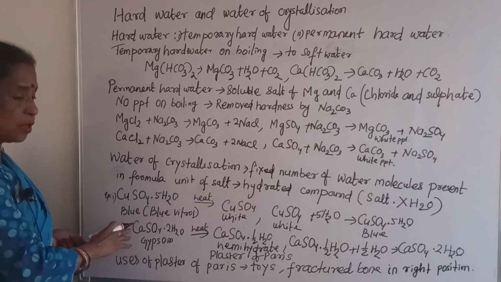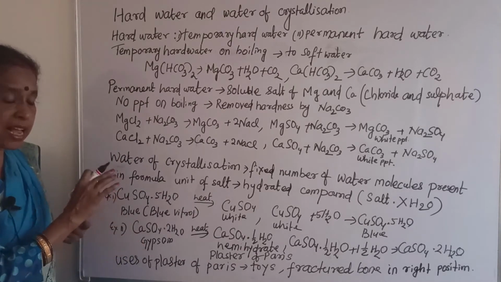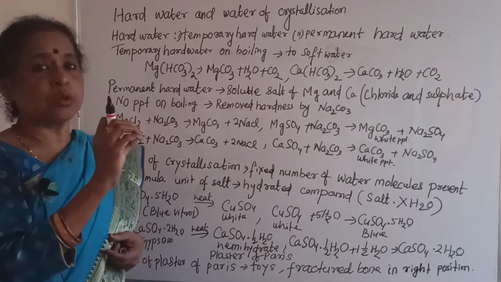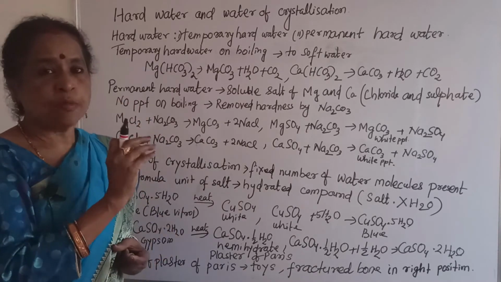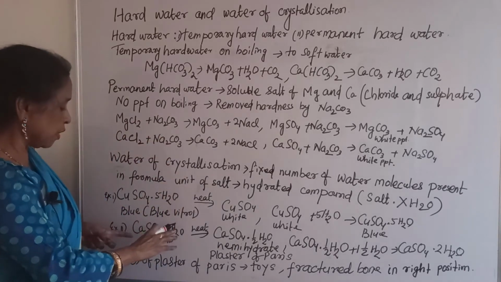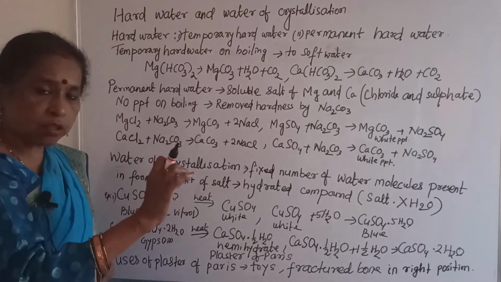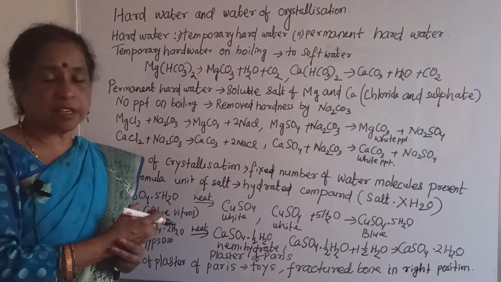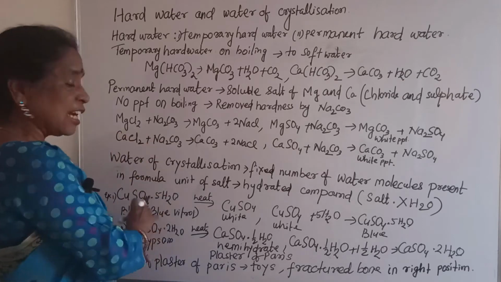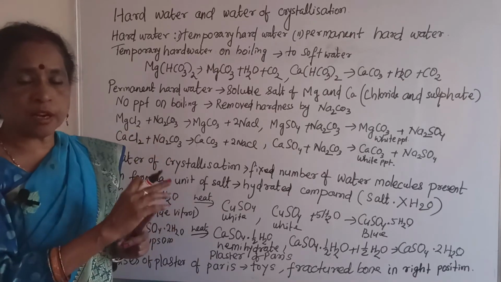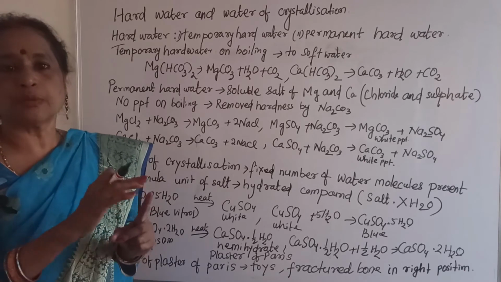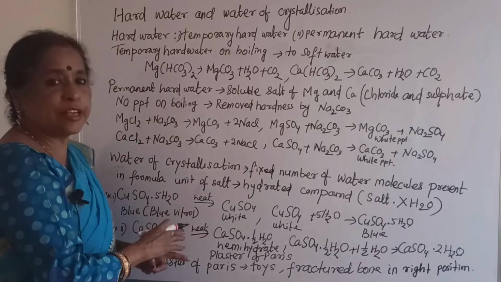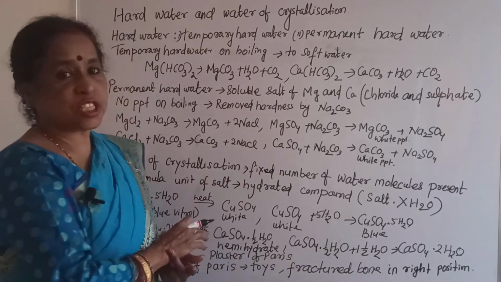Similarly, the second example, calcium sulfate CaSO4 dot 2H2O, that means 2 water molecules of crystallization. Here CaSO4 dot 2H2O is known as gypsum. Actually, what is the chemical name? Calcium sulfate having 2 molecules of water of crystallization. Now gypsum on heating gives what? That is called plaster of Paris.